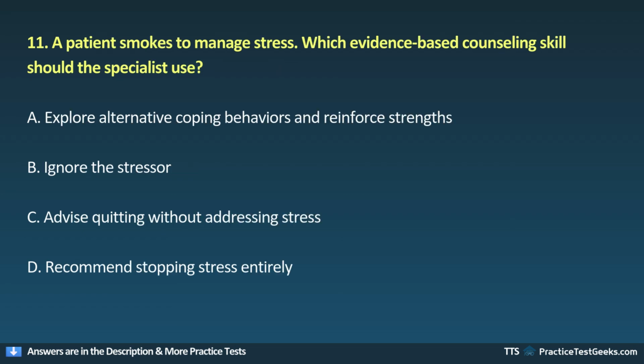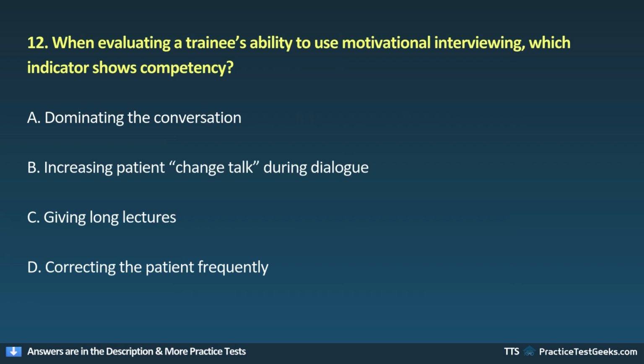11. A patient smokes to manage stress. Which evidence-based counseling skill should the specialist use? A. Explore alternative coping behaviors and reinforce strengths. B. Ignore the stressor. C. Advise quitting without addressing stress. D. Recommend stopping stress entirely.